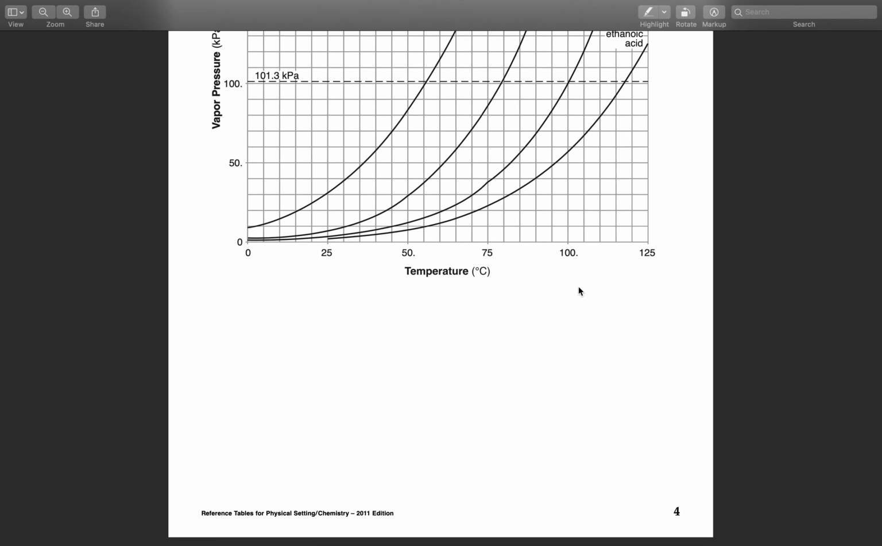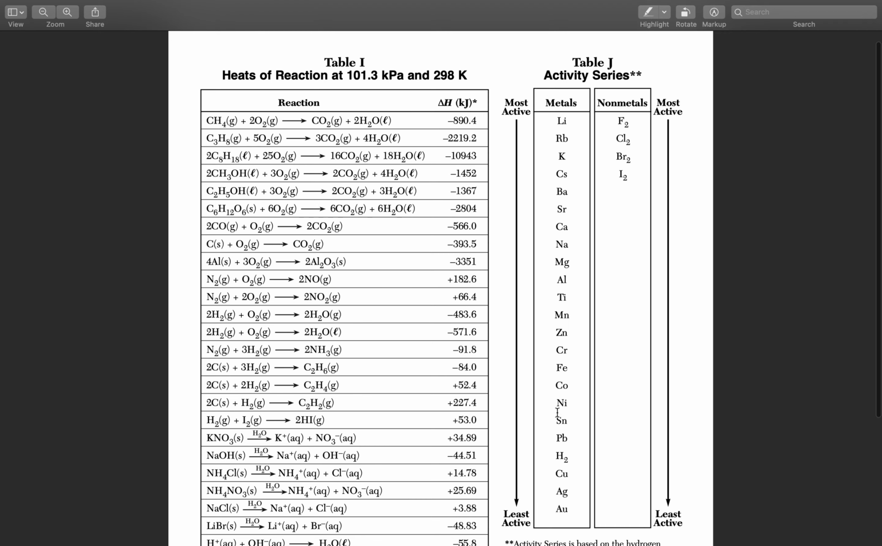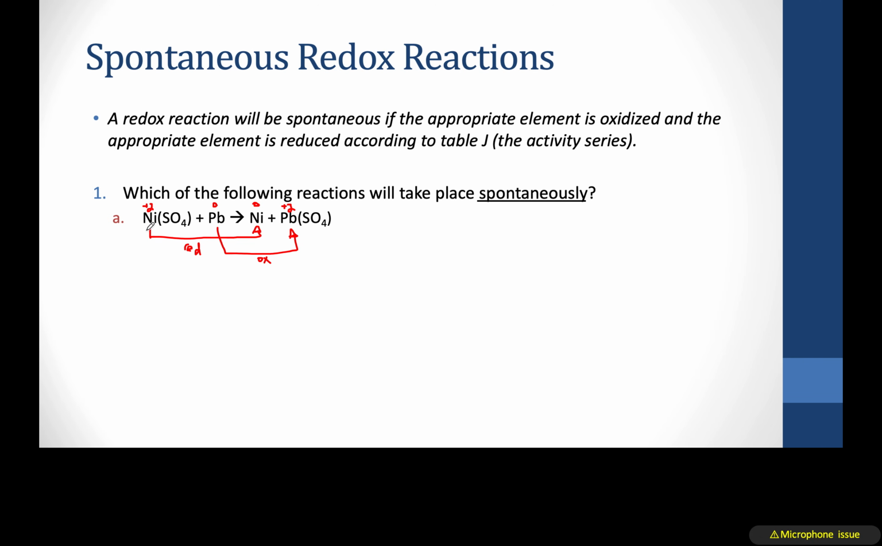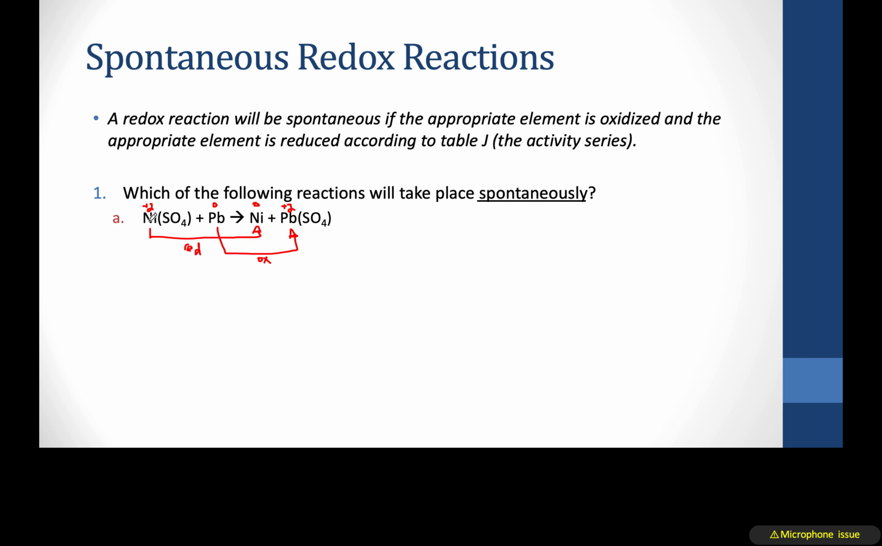Table J, nickel and lead. So nickel is here and lead is below it. So nickel should get oxidized. Is that what happened? No. Nickel should have been the one that got oxidized. Look, nickel is above lead, so nickel should get oxidized in a spontaneous reaction, but in this reaction, nickel's getting reduced, therefore non-spontaneous. I'm just going to write non because it'll take me forever to finish that word.